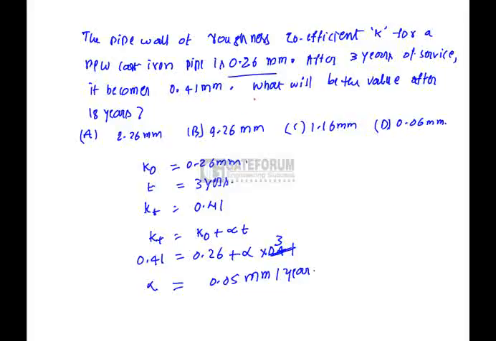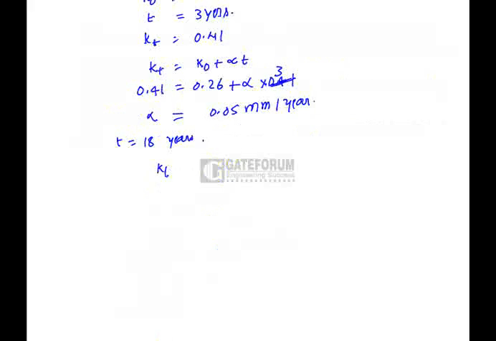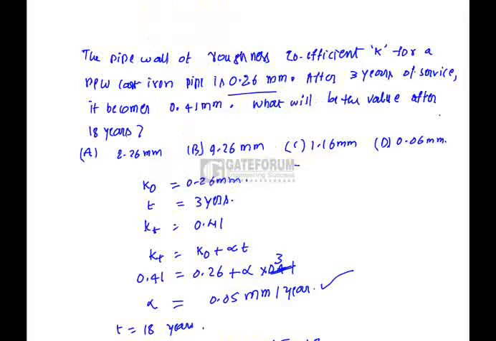So what we have to find, what will be the value after 18 years? We have to find out KT with T equal to 18 years. So KT is equal to 0.26 plus alpha, 0.05, into 18, that is equal to 1.16 millimeters. So option C is correct.